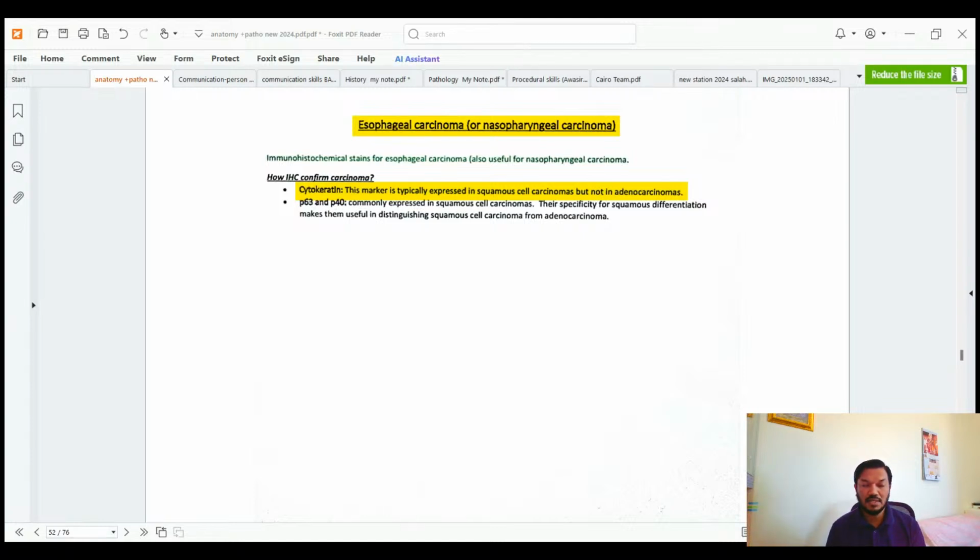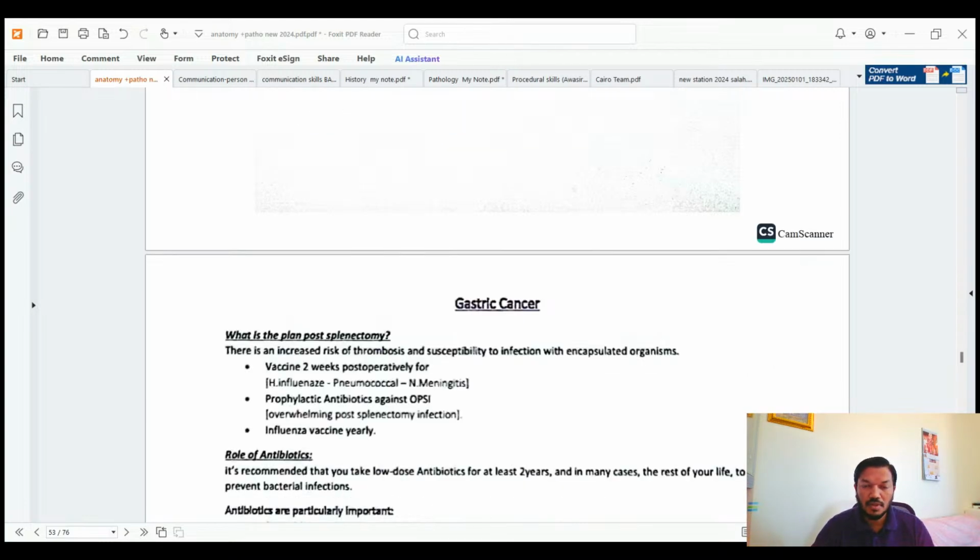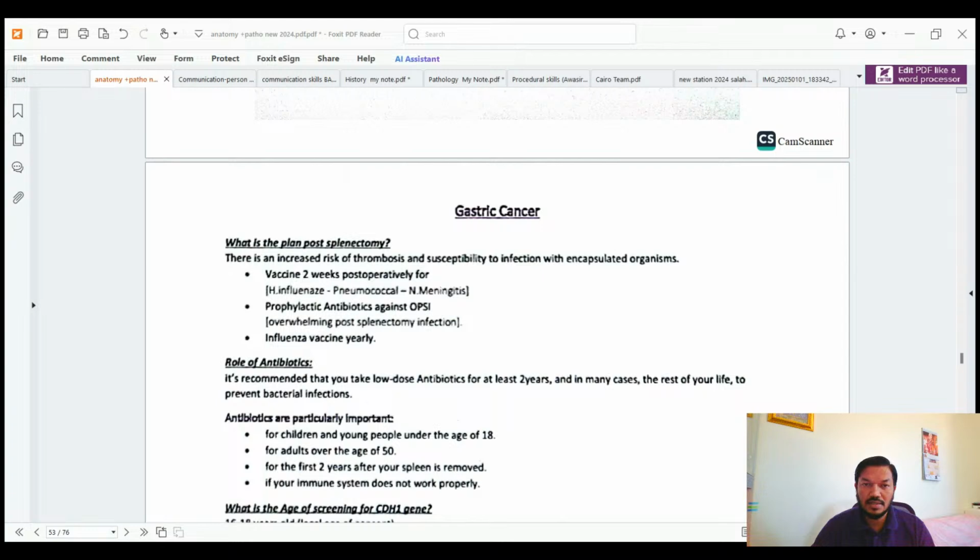P63 and P40 are commonly expressed in squamous cell carcinoma. Their specificity for squamous differentiation makes them useful in distinguishing squamous cell carcinoma from adenocarcinoma. Next is gastric cancer. These are all the new updates in the stations we need to go through.